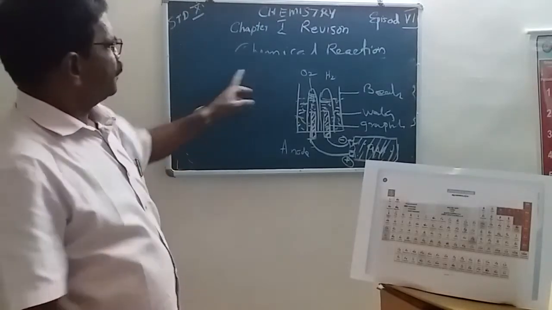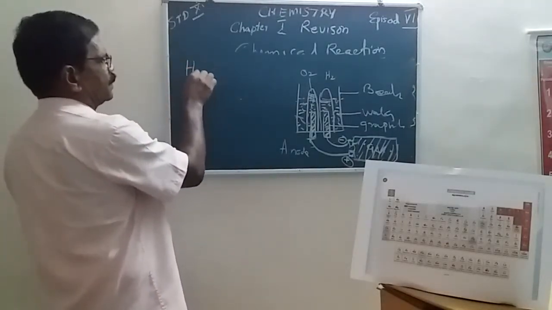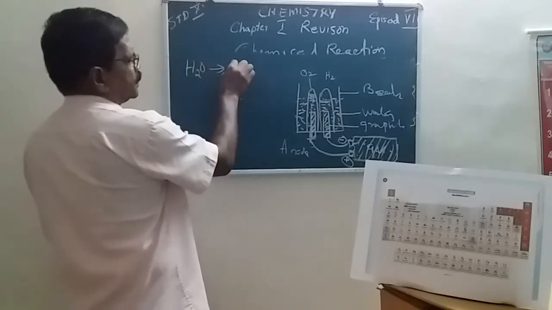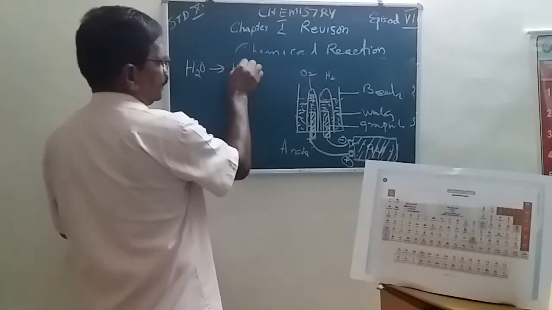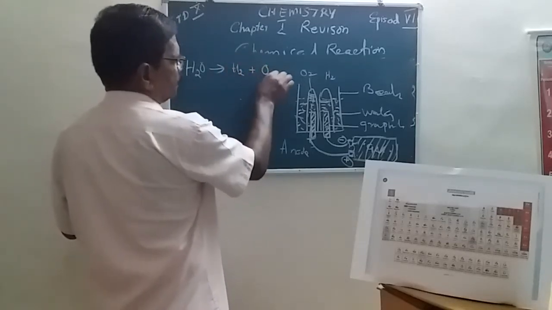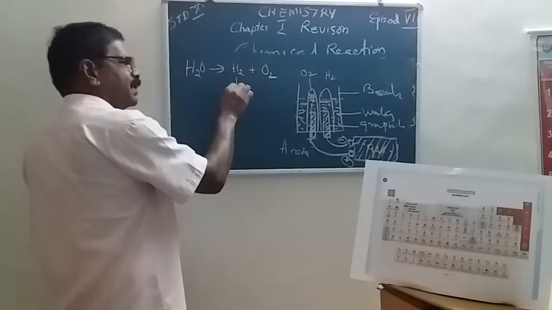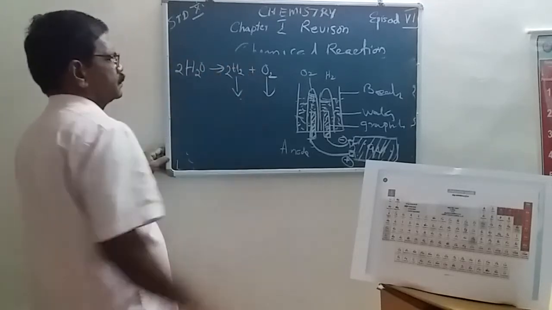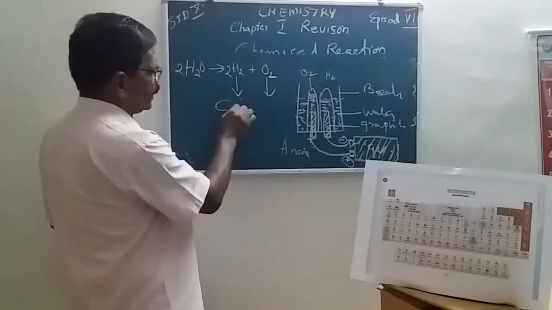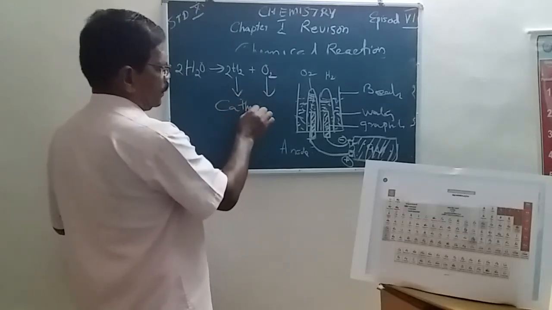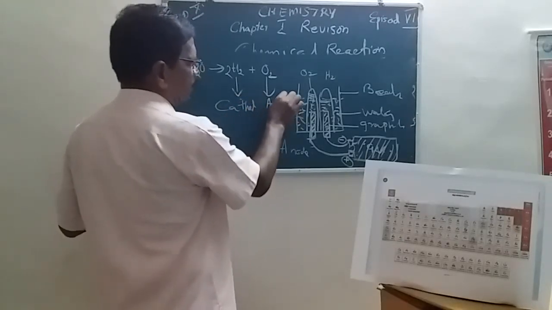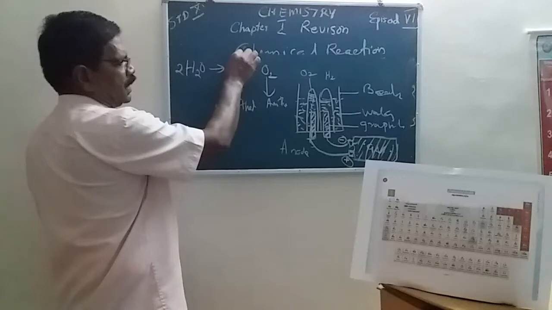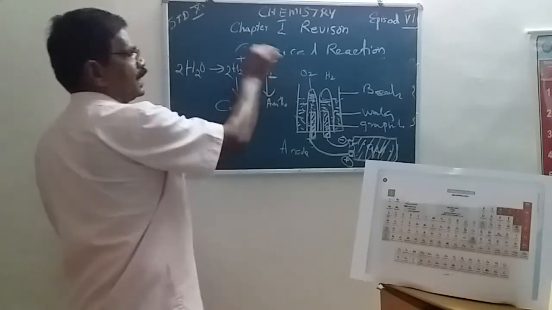Then we can see what reaction takes place. Water on decomposition gives H2 plus O2. Where is hydrogen liberated and where is oxygen liberated? Hydrogen is liberated at the cathode and oxygen is liberated at the anode. Why?